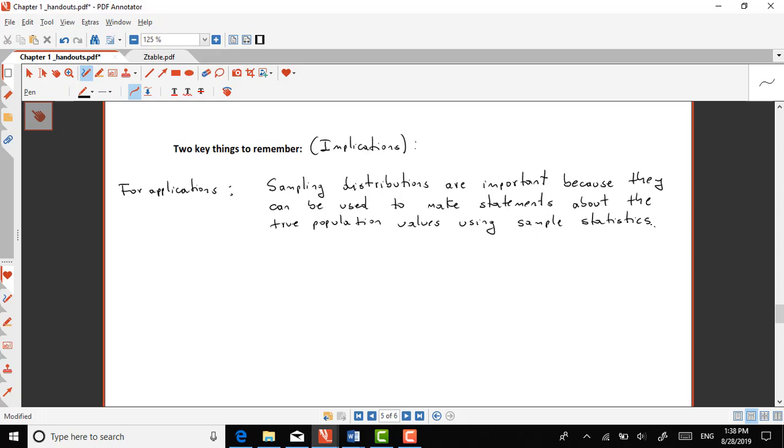Or with a confidence interval too, which allows us to say how confident you are that the true population value is between the lower bound and the upper bound. Okay? So, knowledge about the sampling distribution is what allows us to make those statements regarding the true population values, and the way that we go about making those statements more specifically is using both tests of hypothesis and confidence intervals.